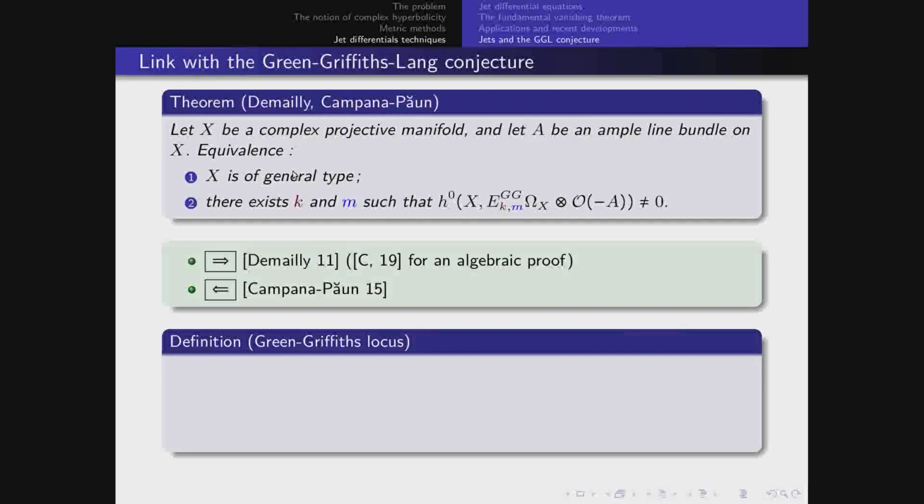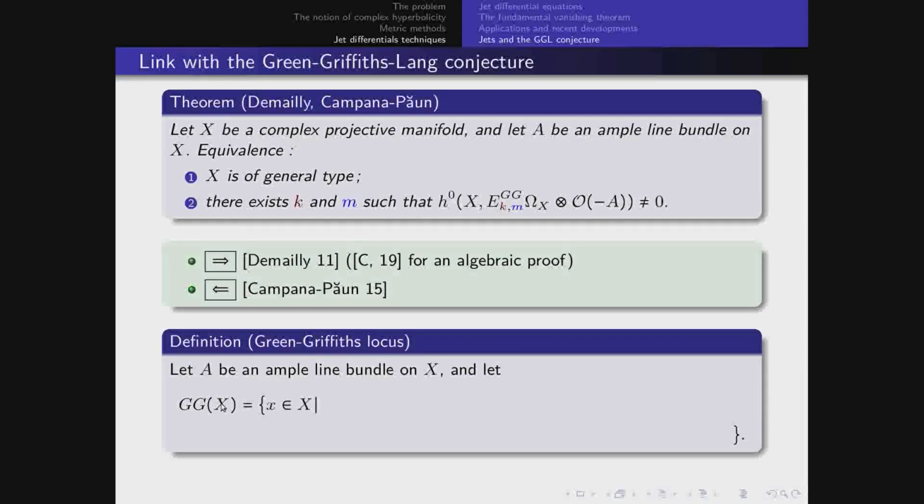And now what you can do is to use all these differential equations that exist on a manifold of general type and try to form an algebraic locus which will, by the fundamental vanishing theorem, contain all the entire curves. So how can you do that? Take an ample line bundle on X and you construct the following locus. It's called the Green-Griffith locus.